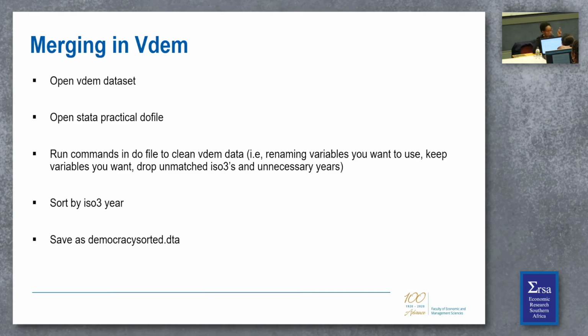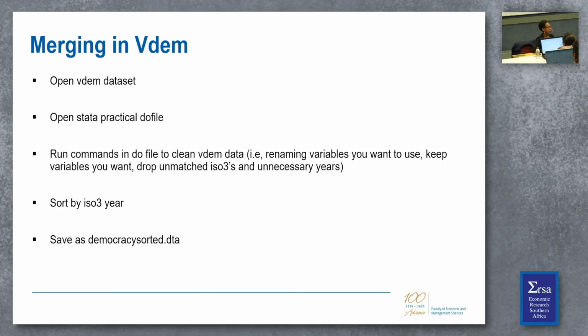So open the V-Dem dataset, then open the Stata Practical Do file, and then run the commands in the do file to clean the V-Dem dataset. So that's what we want to do now. Then you're going to save the cleaned dataset for institutions. Once we have that dataset, we can merge it in with the World Bank and the globalization dataset. So that is what we are doing today.